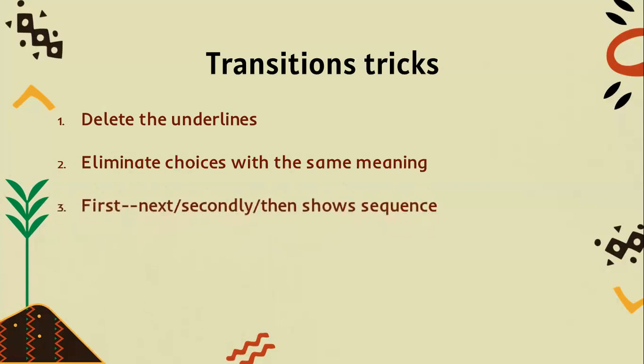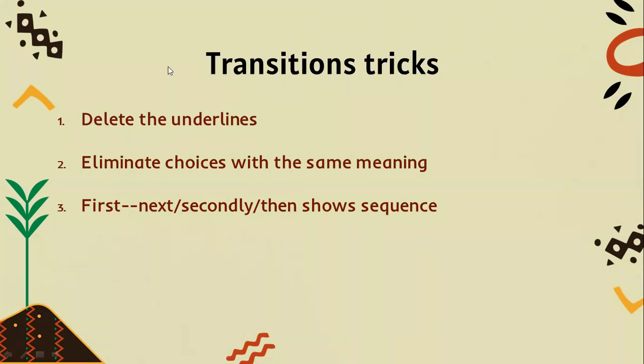And the third point, which is first, next, secondly. These words, and even the word then, show the sequence. So at the moment that we discover the passage or the paragraph has a chronological order, if we have first, second, secondly, then these words indicate that we have a sequence and we need to maintain or work on this chronological order.